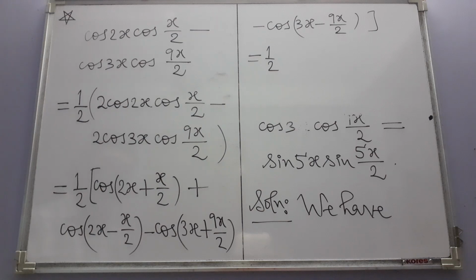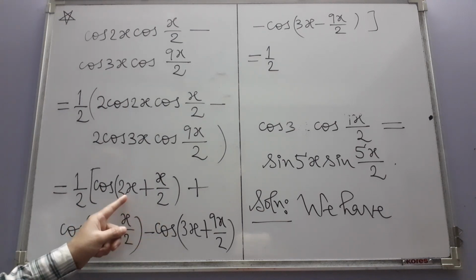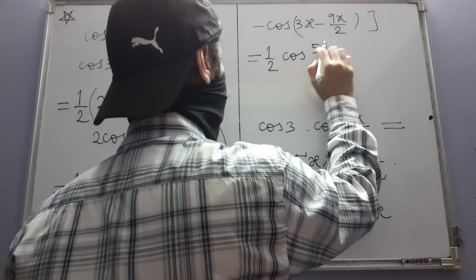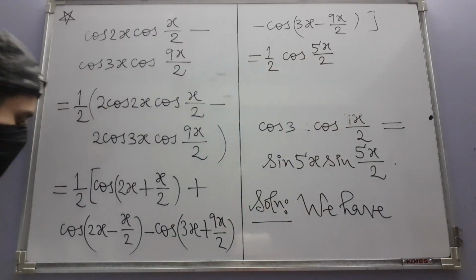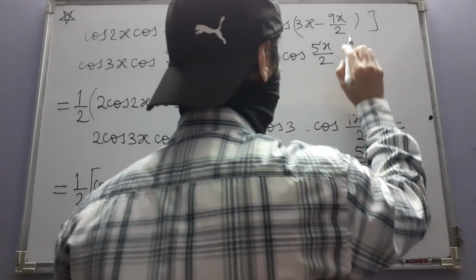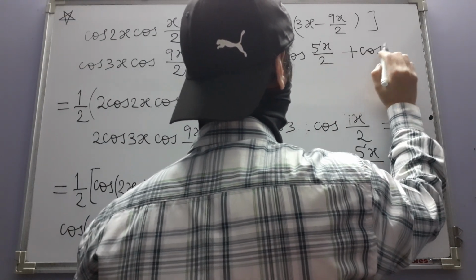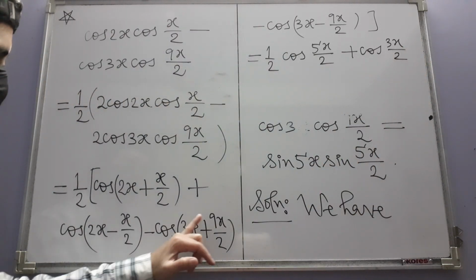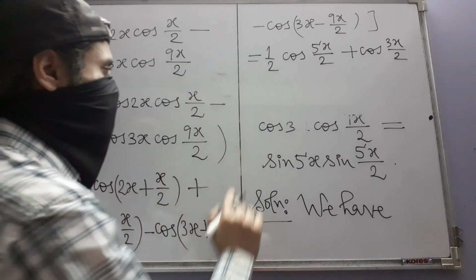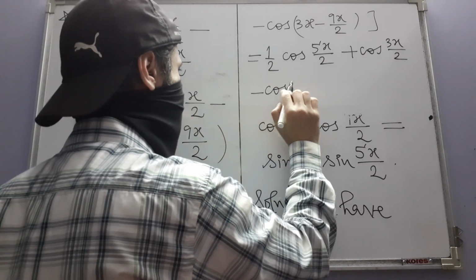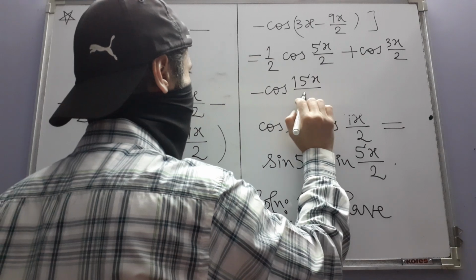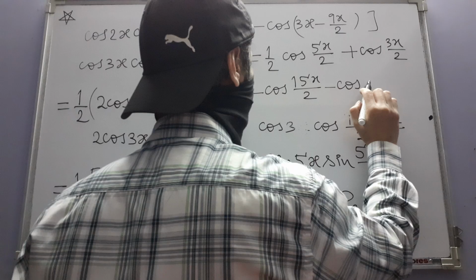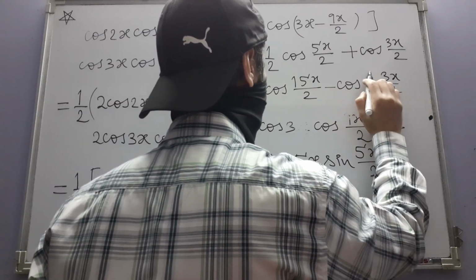Okay, so what do we get if we simplify these terms? 2 times 2 is 4, 4 plus 1 is 5. Cos 5x divided by 2. 4 minus 1 is 3 for the next one. Plus cos 3x over 2. This one, 3 times 2 is 6, 6 plus 9 is 15. Minus cos 15x divided by 2, 6 minus 9 is minus 3, minus 3x divided by 2.